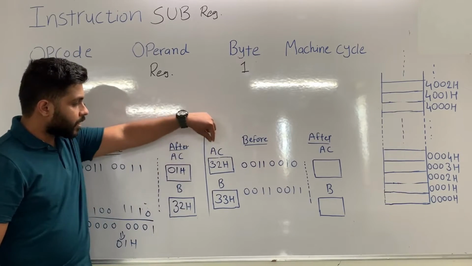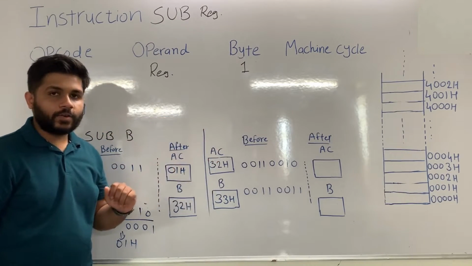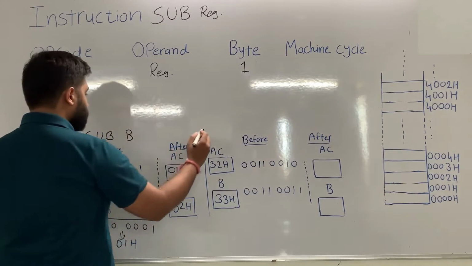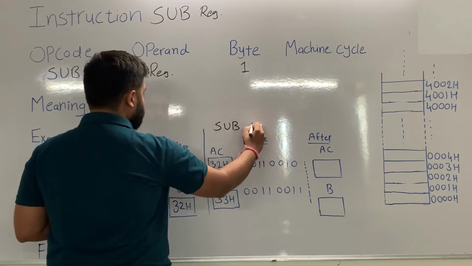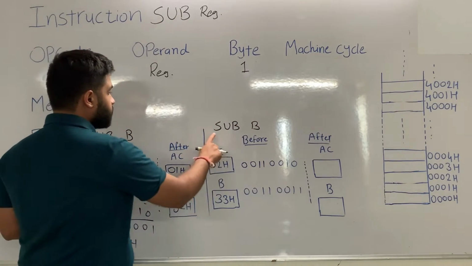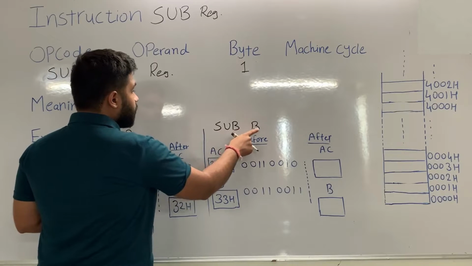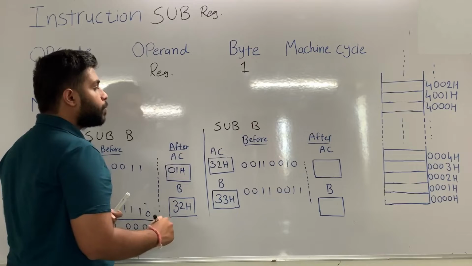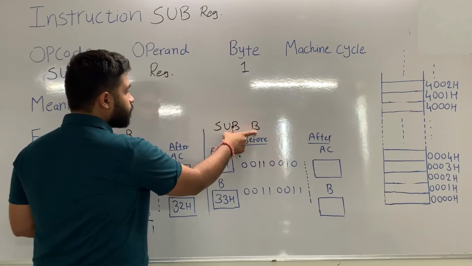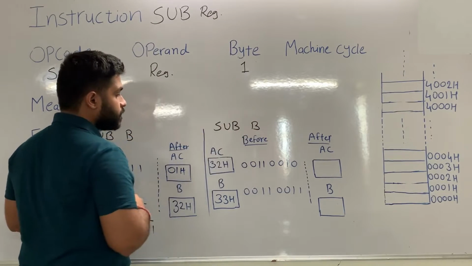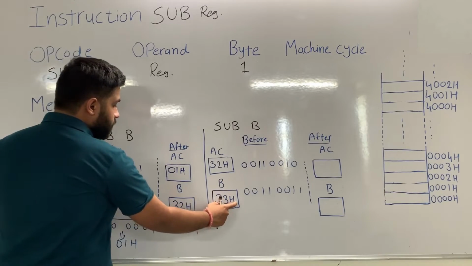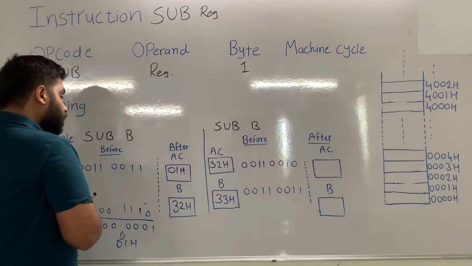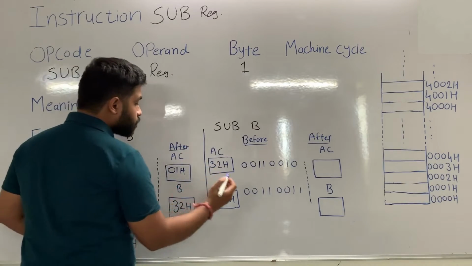Now let's see the second case. In the second case, the content of accumulator is smaller than the content of B. Now we are taking the same example, that is SUB B. We know the meaning of SUB B: subtract content of B from the accumulator and answer will be stored in the accumulator. To perform the subtract, the microprocessor will perform first 2's complement of register B. So content of B is 33H, represented in the binary. If you convert this number into 1's complement, you will get 11001100.